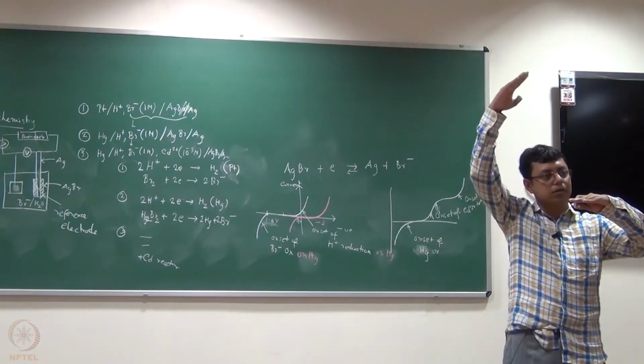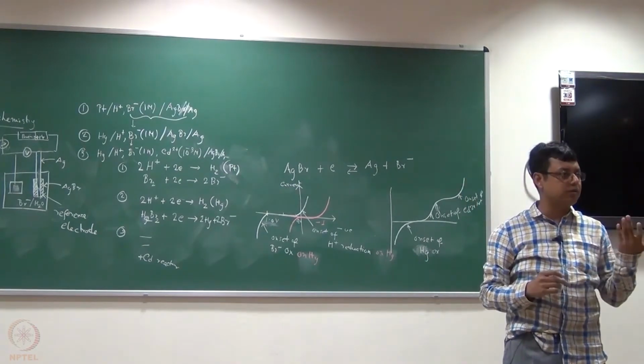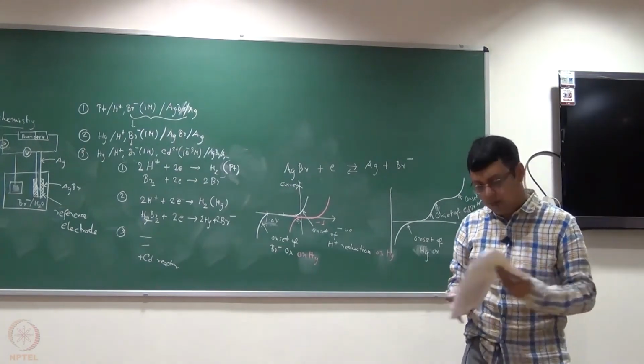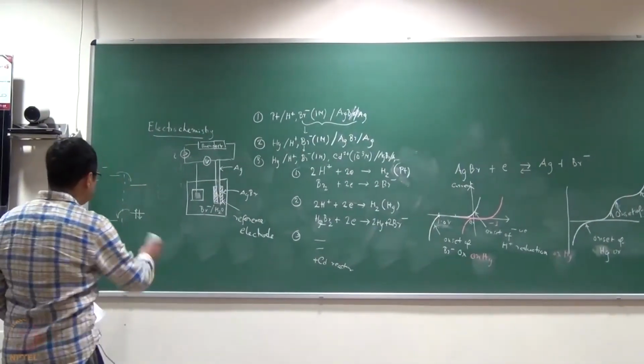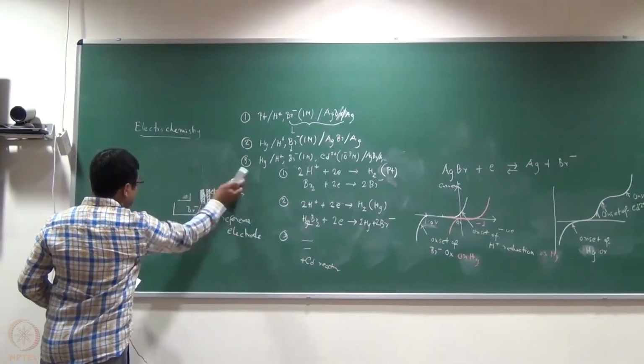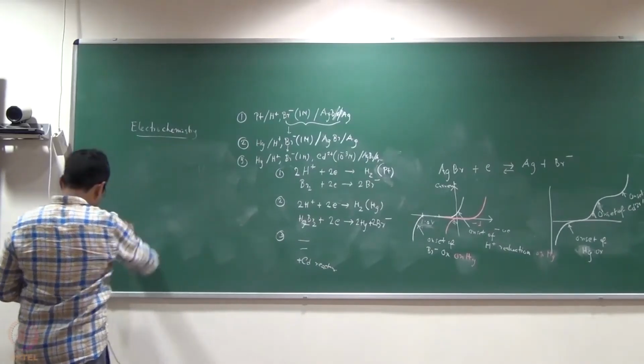You are scanning the potential or the voltage, and I have multiple redox species. Now I'll show you one particular diagram here. These numbers you don't need to remember, it's just for your understanding.